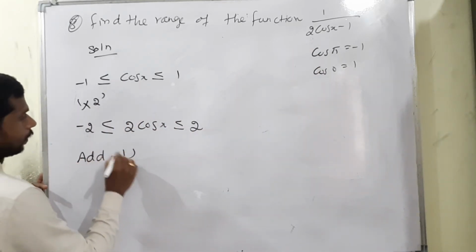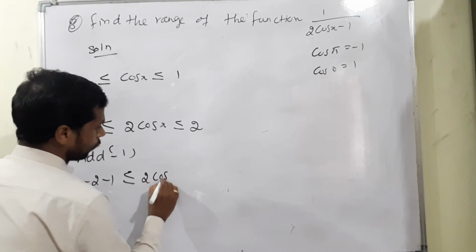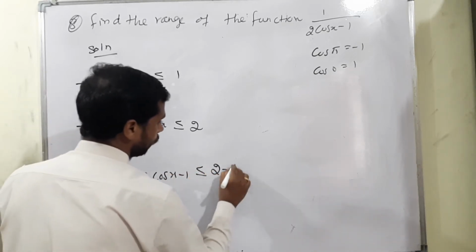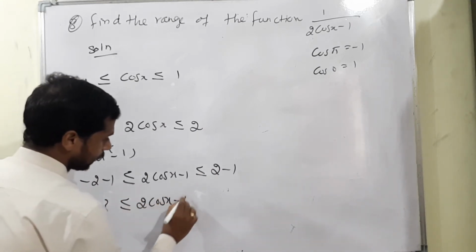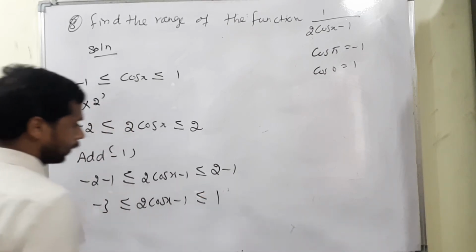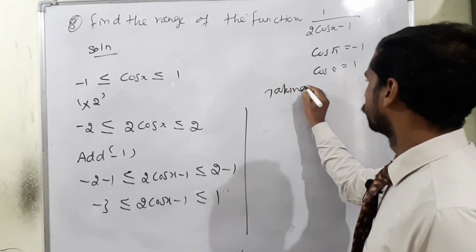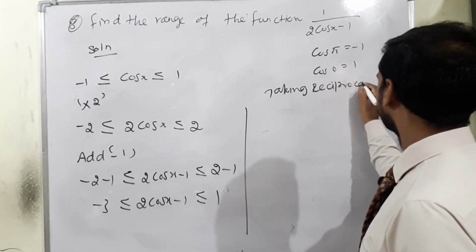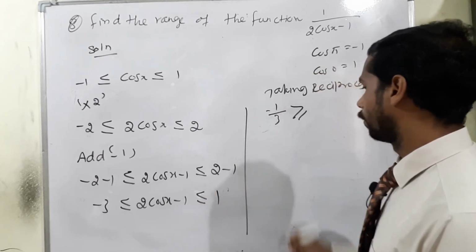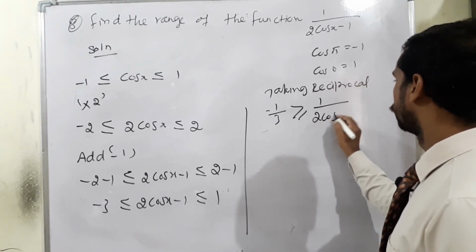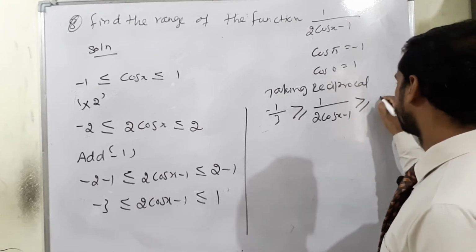So, add minus 1. Minus 2 minus 1 less than or equal to 2 cos x minus 1 less than or equal to 2 minus 1. Minus 2 minus 1 is minus 3, less than or equal to 2 cos x minus 1, less than or equal to 2 minus 1, positive 1. Then taking the reciprocal, isn't it? Taking the reciprocal, what will happen? Minus 1 by 3, the inequality symbol becomes greater than or equal to, again 1 by (2 cos x minus 1). So it is greater than or equal to 1 by 1, also 1 only will come.